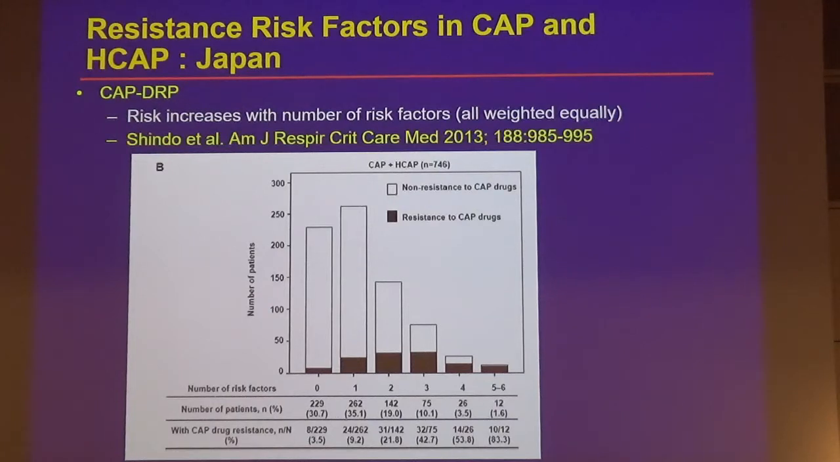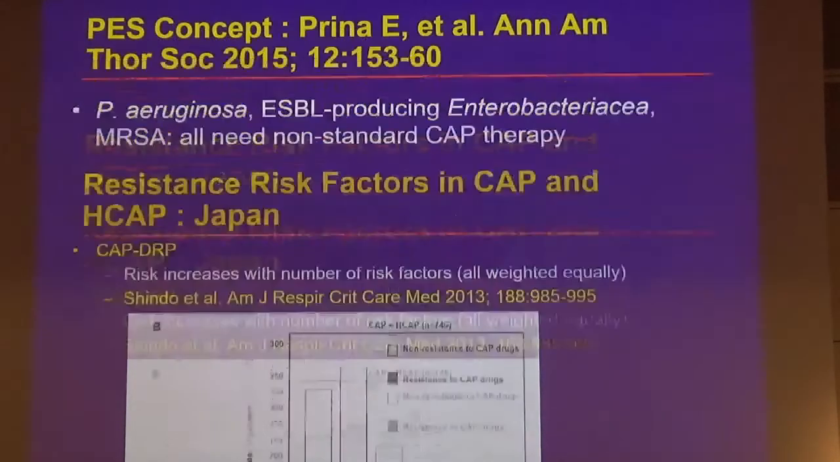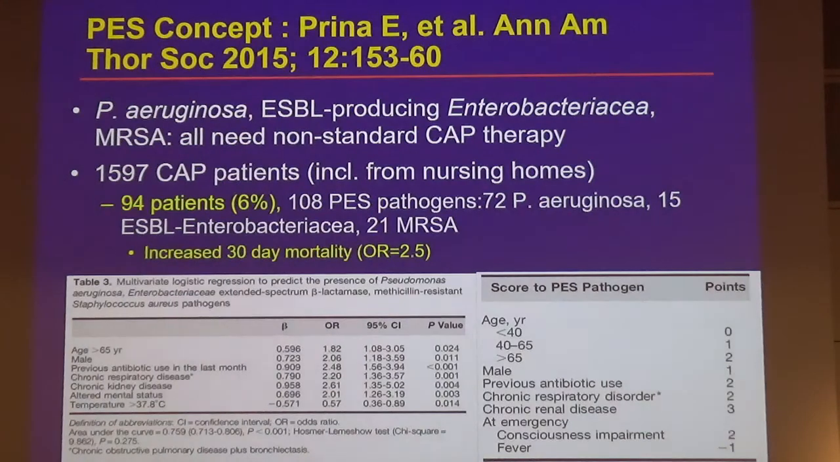And what's illustrated here in each bar, the dark represents patients with MDR pathogens. You can see as the number of risk factors rises, the percentage of the pneumonias that are due to MDR pathogens is greater. So this, again, begins to make some sense to me that looking at the risk factors is the best way to predict the MDR pathogens.